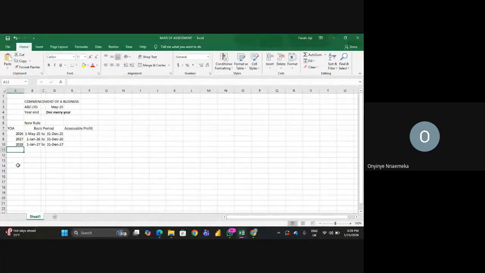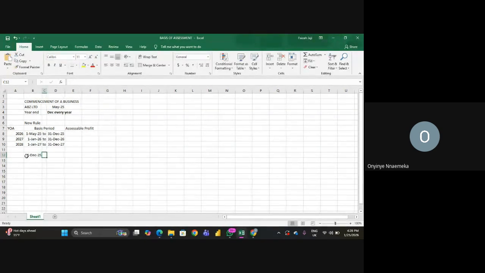So if you go by your example now, the basis period is still going to be 12th of December 2025 to 31st December 2025. The company probably did not even provide financial statements for this period. They would have merged it with the following year. All you now do is prorate.